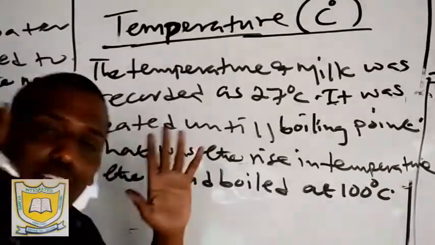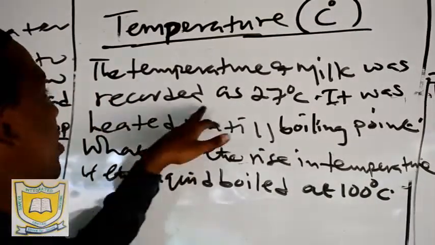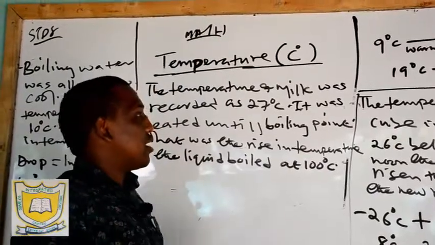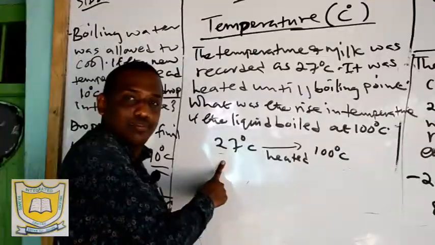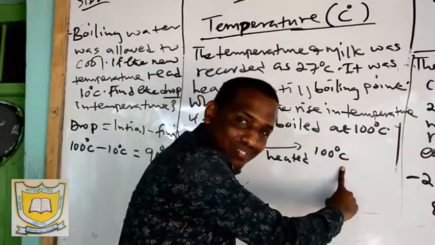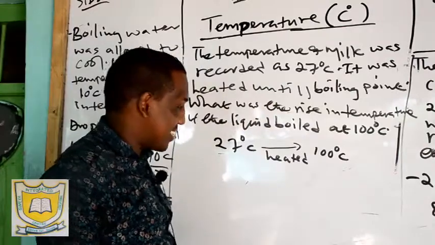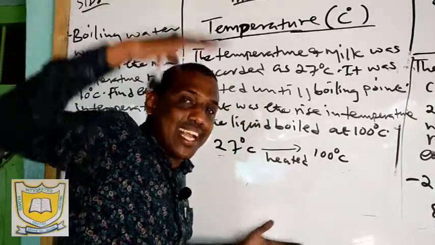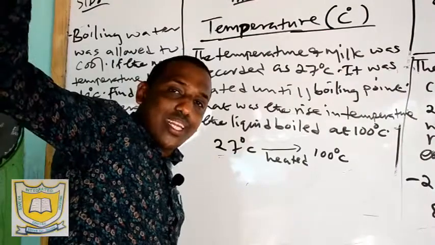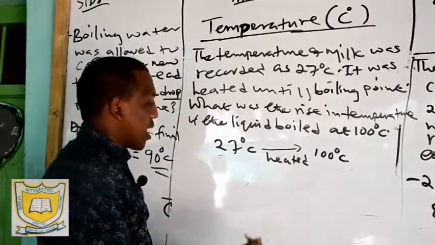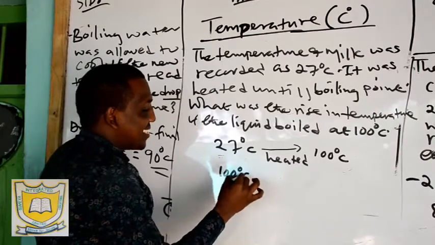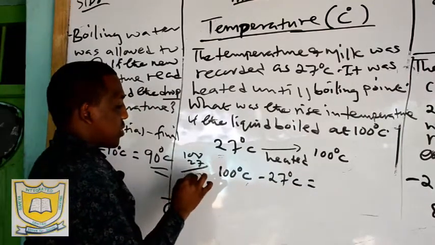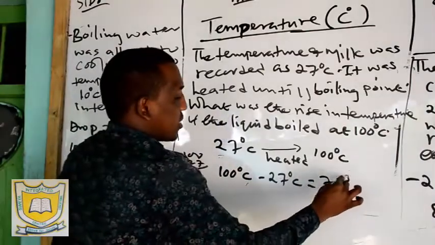As I said, the boiling point of any liquid is 100 degrees Celsius. They say the temperature of milk was recorded as 27 degrees Celsius. Then it was heated until the boiling point. It has read this. What was the rise now? To get the rise, how do you get the rise? It was 27 and it went up until 100 degrees Celsius. It went up by how many degrees, from 27 to 100 degrees? So you say 100 degrees Celsius minus 27 degrees Celsius. You subtract it now. So you say 100 minus 27, you get 73 degrees Celsius.